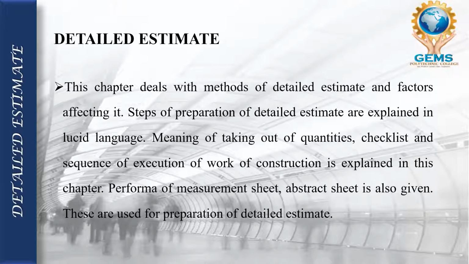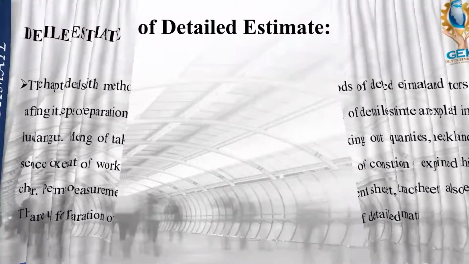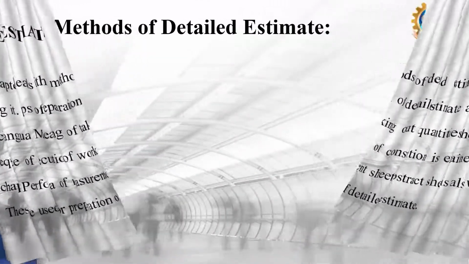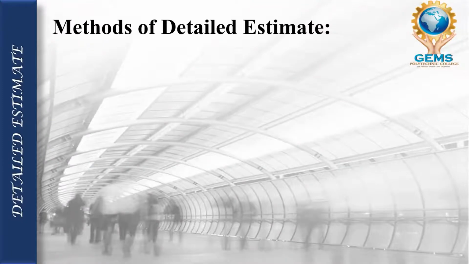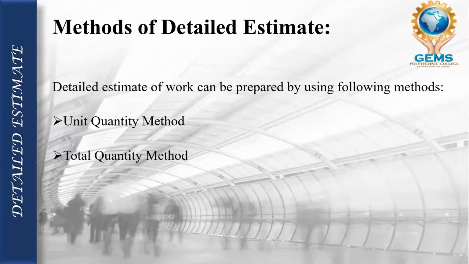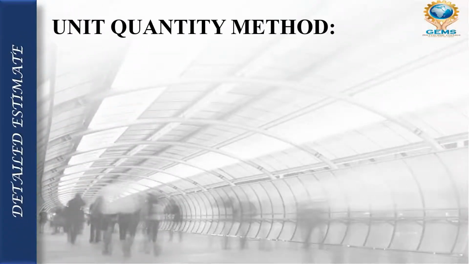The next slide is about the methods of detailed estimate. What are the methods we have for doing a detailed estimate? We have two types of method: unit quantity method and total quantity method. The first one is the unit quantity method. So, what does unit quantity method mean?